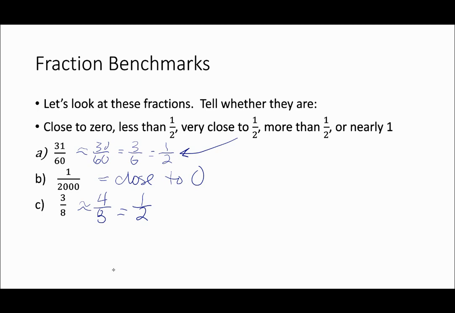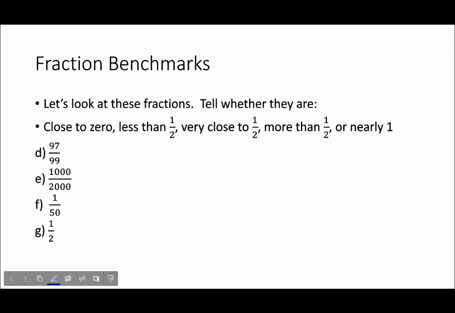If your numerator is very close to the denominator, so let's say that one was 199,000 all over 2,000, you'd say that is really close to 1. I'm going to do the squiggly. It's not equal to 1, but it's super close to 1. Okay, let's keep going here. Oh, we've got some more examples.